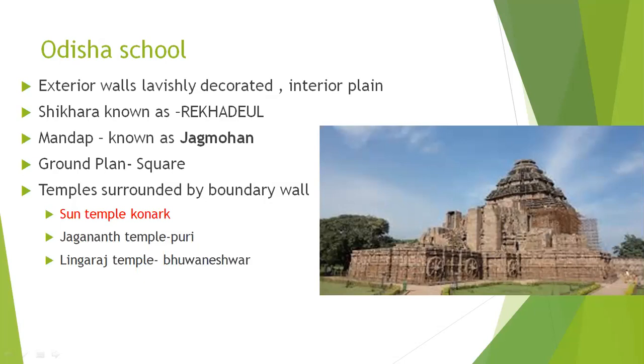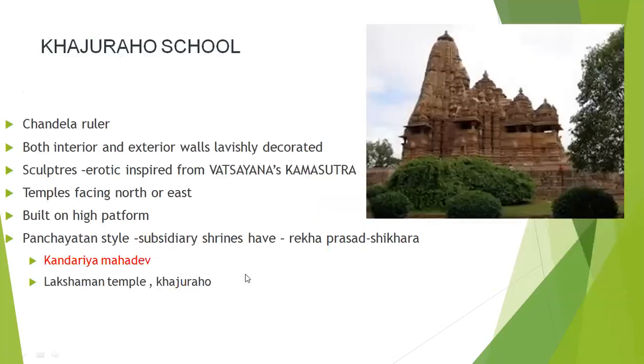The temple is surrounded by a boundary wall, which is an exception to the Nagara style. The example being the Sun Temple of Konark. This is an example, Sun Temple Konark. Jagannath Temple at Puri, and the Lingaraja Temple at Bhubaneswar.